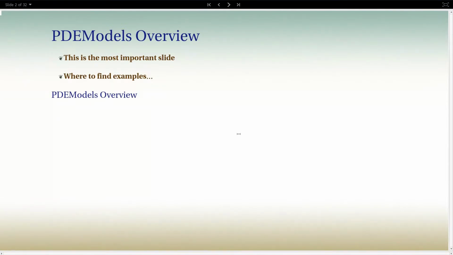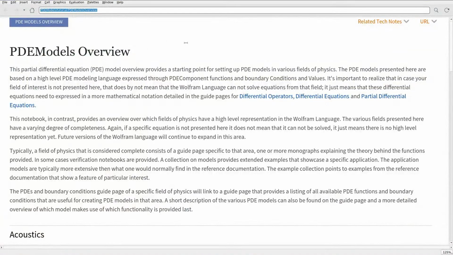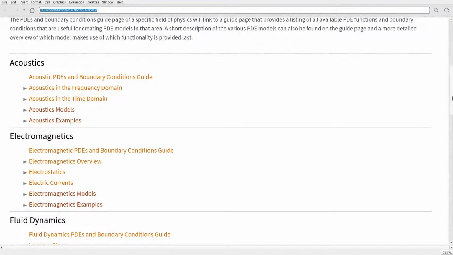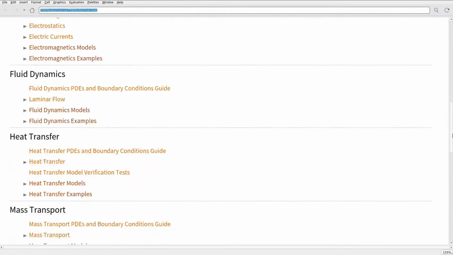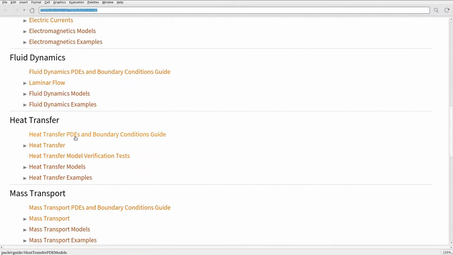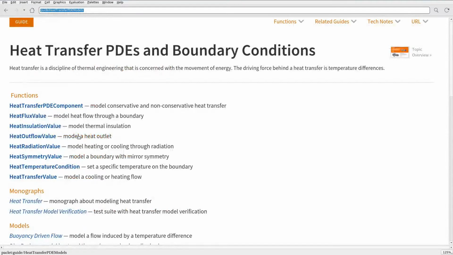Probably this second slide is the most important slide. If you want to do PDE modeling, I suggest that you go to the PDE models overview page, and that page is in the help system. There is a little bit of an introduction here, and then you'll find the various fields of physics for which we have predefined areas. So if we look, for example, at this heat transfer, we have heat transfer. That's the functions that are available, the monograph that accompany this.